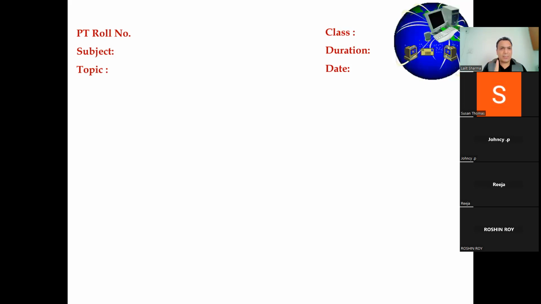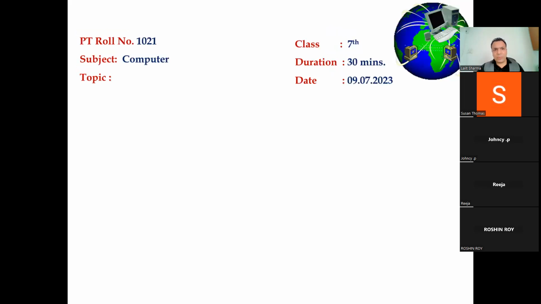PT roll number, subject and topic on the left hand side, right? Class, duration and date on the right hand side. You have to write this. So you have to write your PT roll number. PT means pupil teacher, right? You are both pupil and teacher. Pupil means student, teacher means teacher, right?